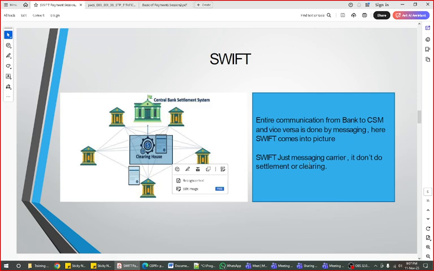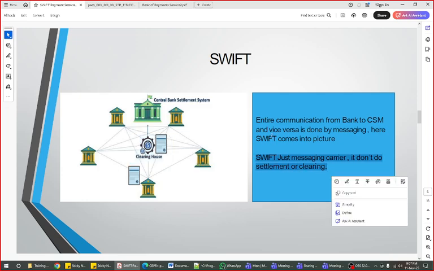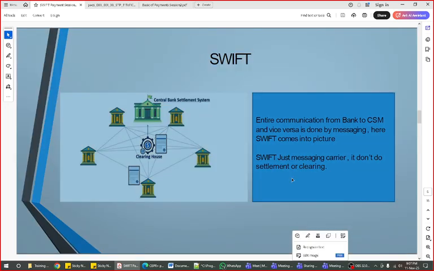We also understand here that Swift only carries the messages, but it does not do settlement and clearing. Settlement and clearing is done by the individual countries' organizations, banks, or regulatory bodies. It is not done by Swift. Swift is just passing the message data, and based on the data, the decision is taken by the country's regulation.